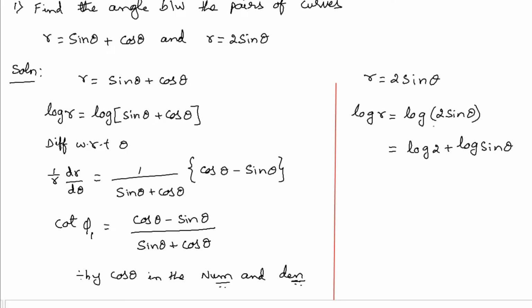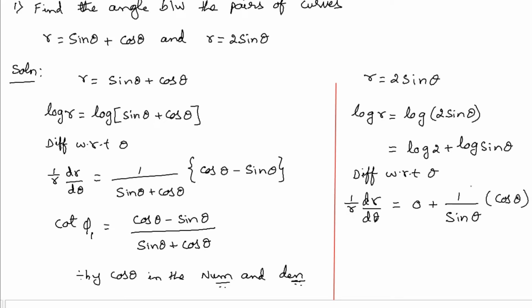Just using the property log of m into n will be log m plus log n. Let us try to differentiate this with respect to theta. So derivative of log of r will be 1 by r into dr by d theta, is equal to, log 2 is a constant, so the derivative will be 0, plus the derivative of log of sine theta will be 1 by sine of theta into the derivative of sine of theta, which will be cos of theta.